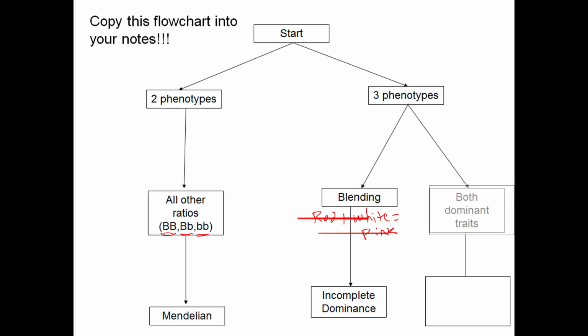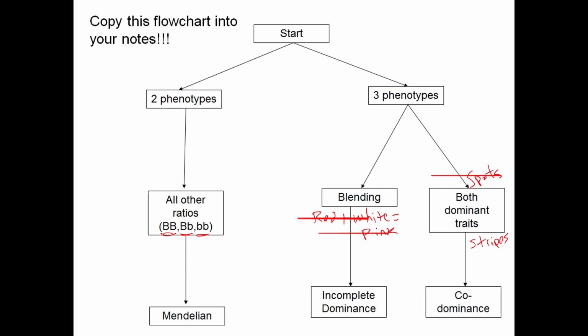If I have three phenotypes but both dominant traits, we can write down spots or stripes. Write down those examples. This is going to be codominance. I'm going to be able to see both colors. So make sure you guys copy that flow chart into your notes, and you guys are going to move on to the practice problems after this page.